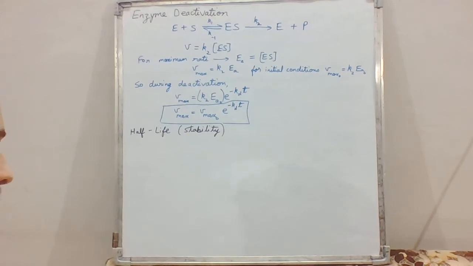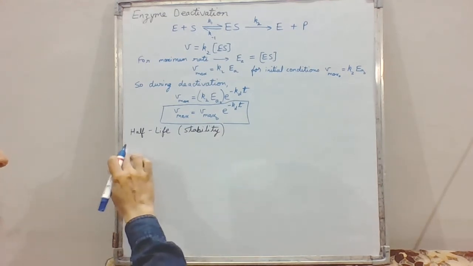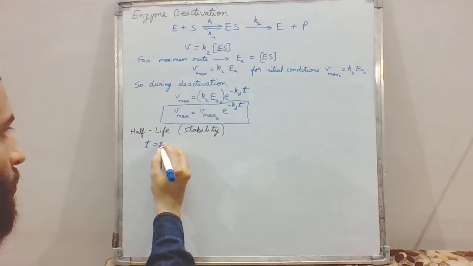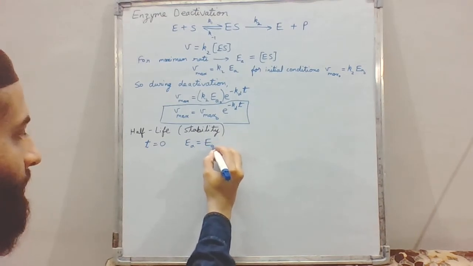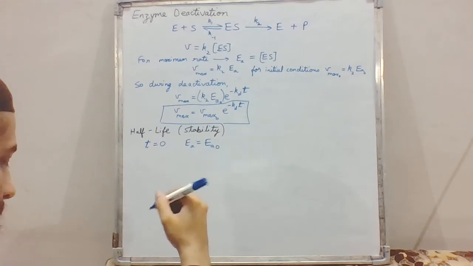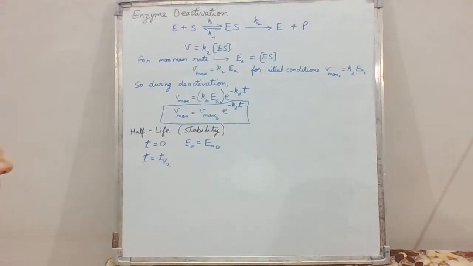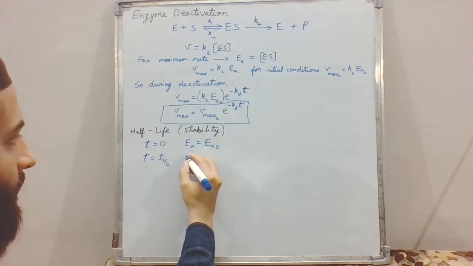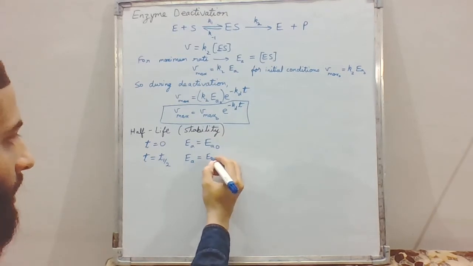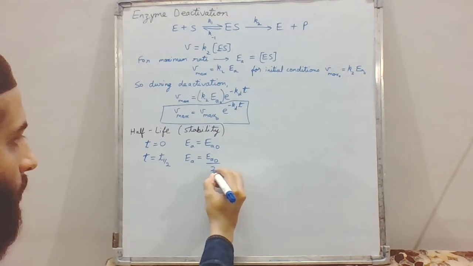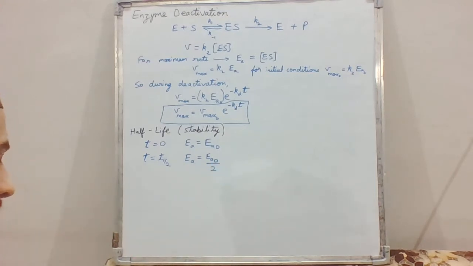Half-life is the time required for half the enzyme activity to be lost as a result of deactivation. So if we have an initial active enzyme concentration of Ea naught at t equals 0, and we denote half-life as t half, then it is the time where the activity of active enzymes reaches half of its initial value. That is, the residual activity remaining after half-life would be half of the initial value.